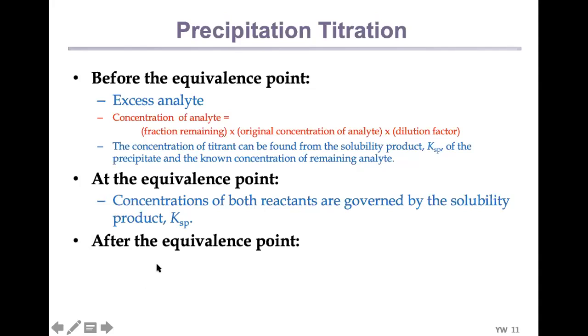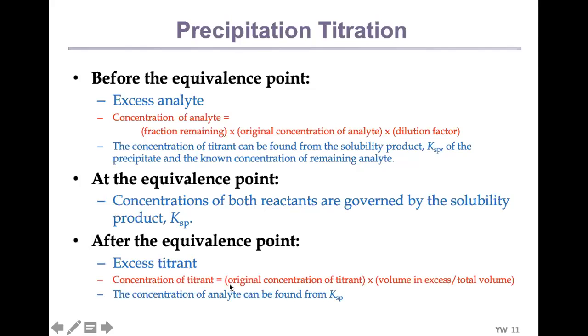Now, after the equivalence point means that all the analyte, iodide ion in this case, has been reacted. So if you keep adding more and more silver ion, you will have excess titrant. So you have excess titrant, and the concentration of the titrant can be calculated by the original concentration of the titrant multiplied by the volume in excess divided by the total volume, okay? And then if you still want to calculate the concentration of analyte, you can use the concentration of titrant and the KSP, okay?